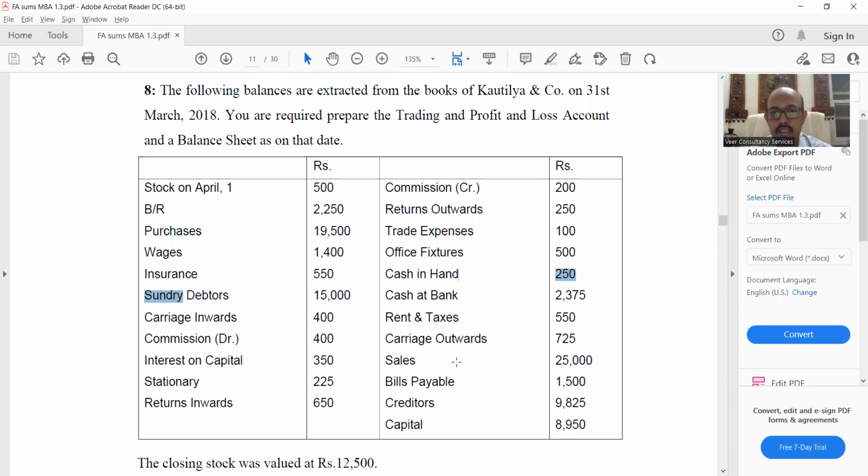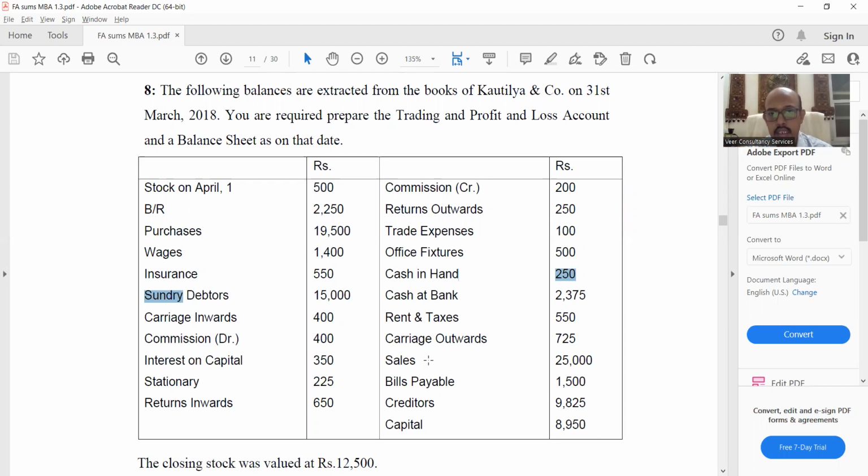Then we have sales. As we have seen, with sales again, there are two ways to record sales. Either you consider it as a real account or as a nominal account. However, in both ways, whatever you consider, the effects on accounts are the same. Sales will be a part of the credit side of the trading account. You'll write over there by sales in the trading account. So please make a note over there.